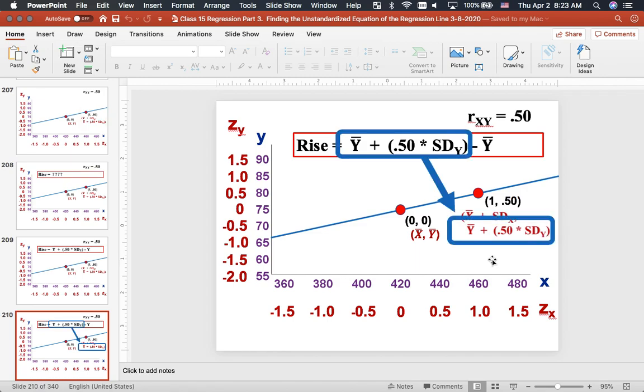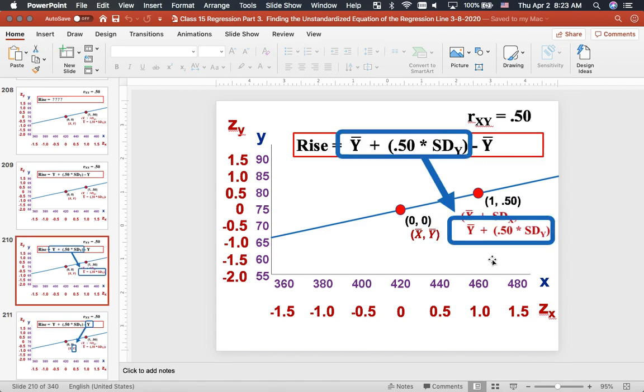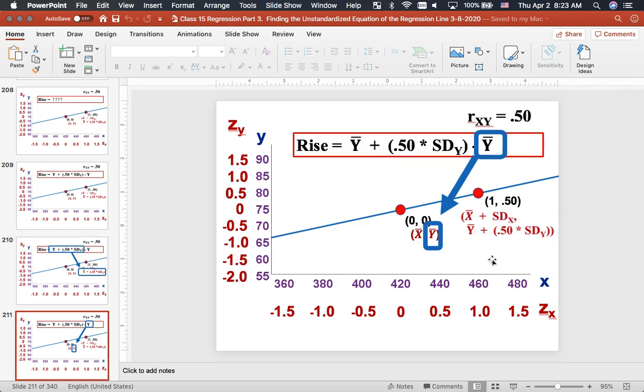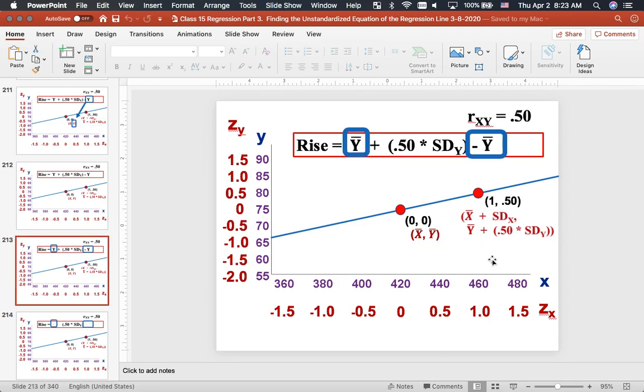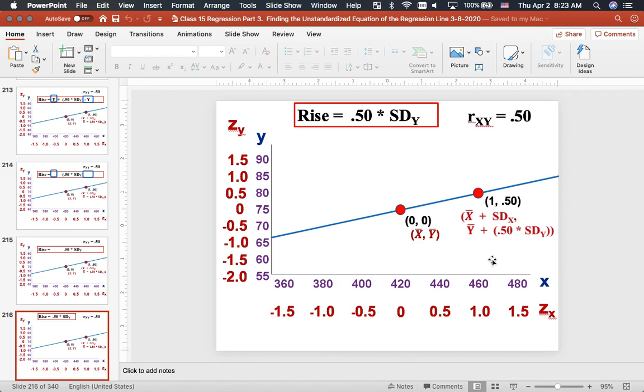Our run is going to be, oh yeah, so we get that part of the equation from there, and we get that part of the equation from there. So that's our rise. Okay, that's going to cancel out. So look, 0.5 times SD of y. Okay, let's just write that up there.